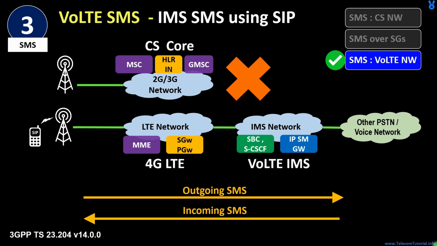There are two main differences in this particular solution. Number one, the SMS is sent all over the 4G network without any use of the underlying CS core network. Well, in this particular case, the SMS is sent from an IMS network over the SIP protocol.